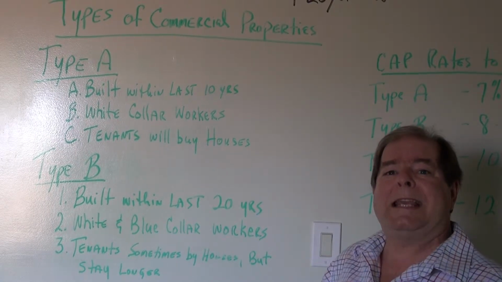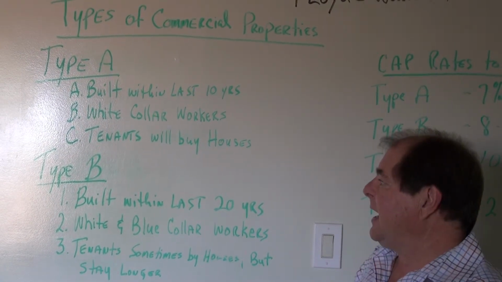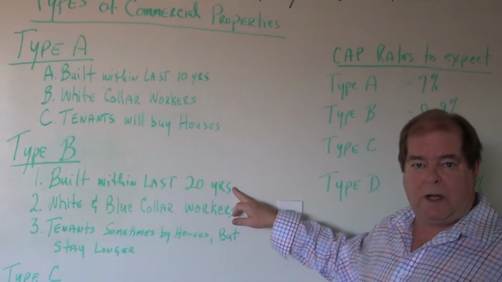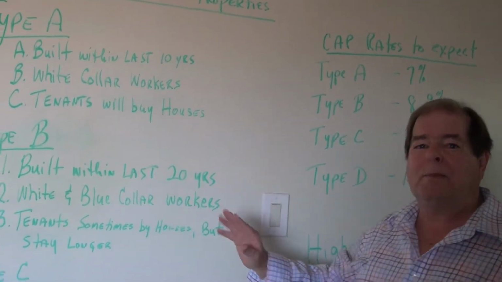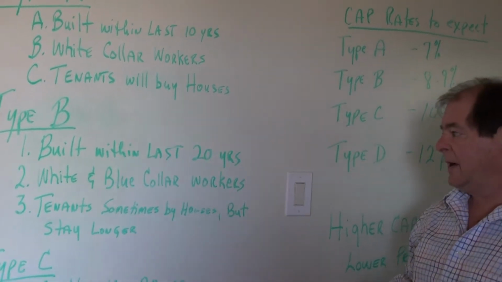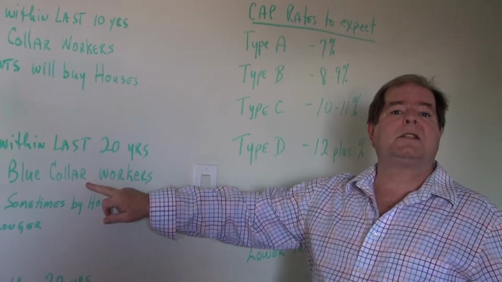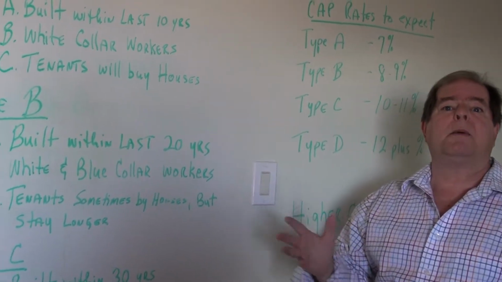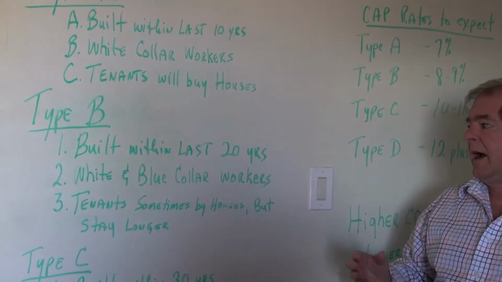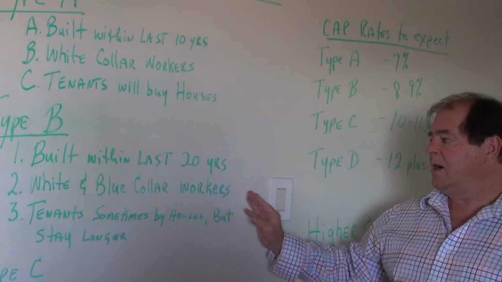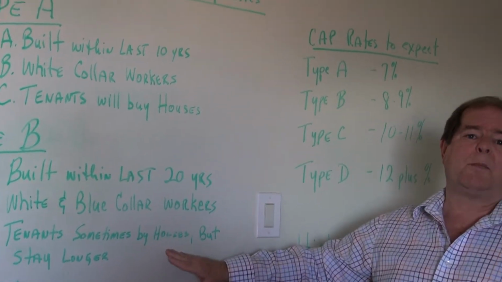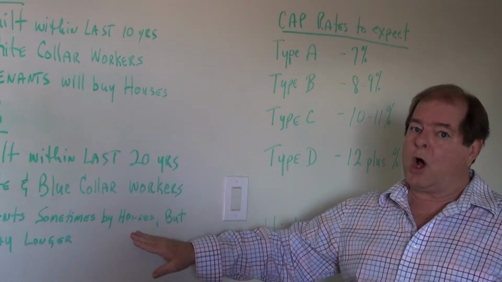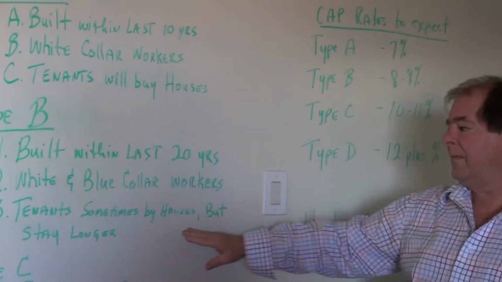Now we have type B properties. They're not as nice. They've been built in the last 20 years. Not 10, but the last 20 years. They usually need a little bit more work, but they're still in great shape. What type of tenants do the B properties have? Well, they'll have both white-collar tenants and blue-collar tenants. These are the ones that will sometimes go buy a house. If they choose not to buy a house, they're usually long-term tenants. They stay there for quite a while.